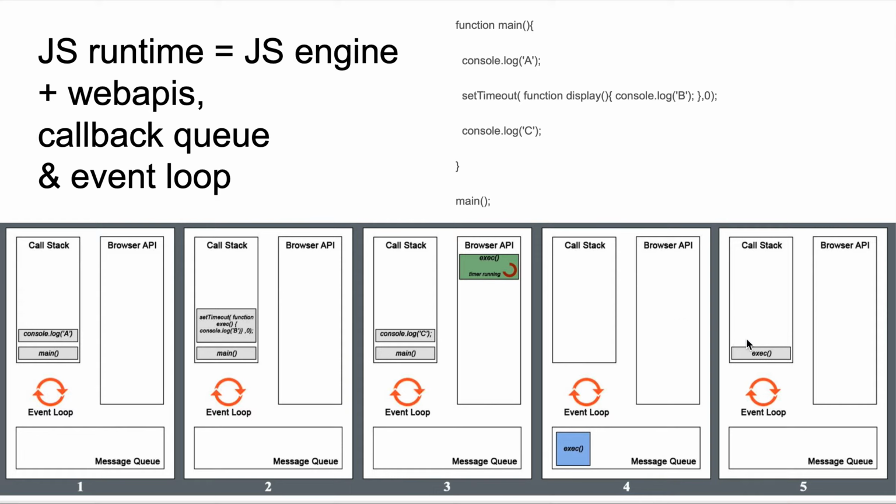Then the main thread has time to run the event loop and get this final setTimeout console log B. So it is like A, C, B, it will get printed.